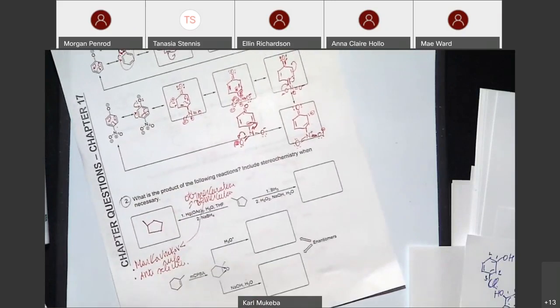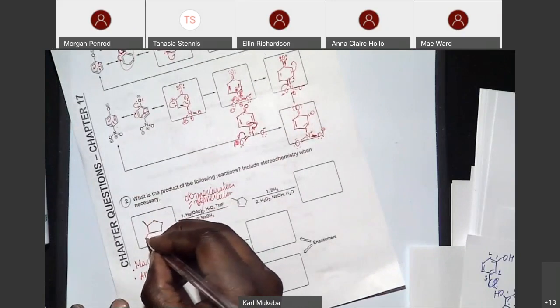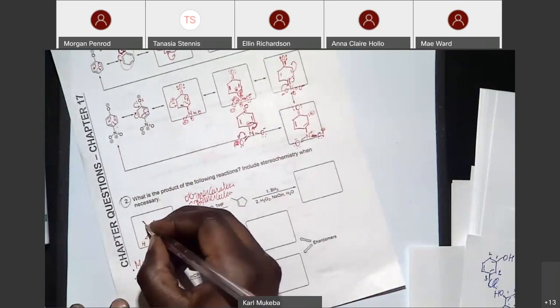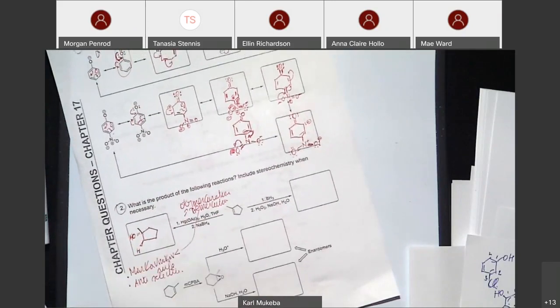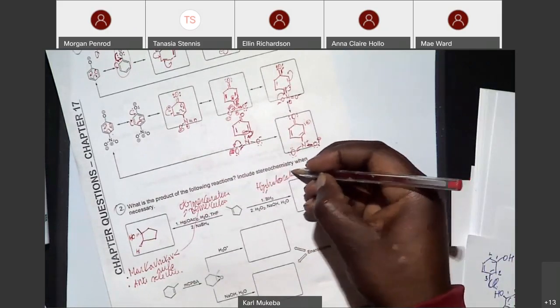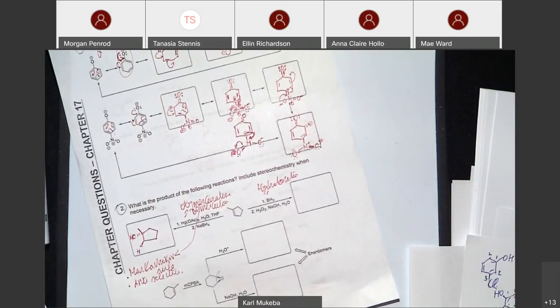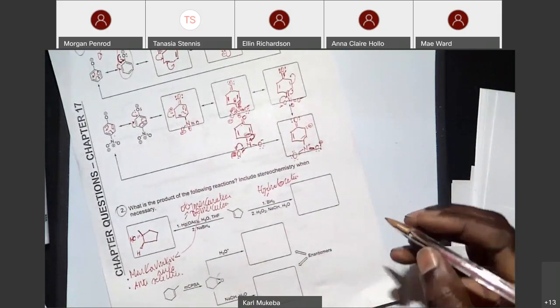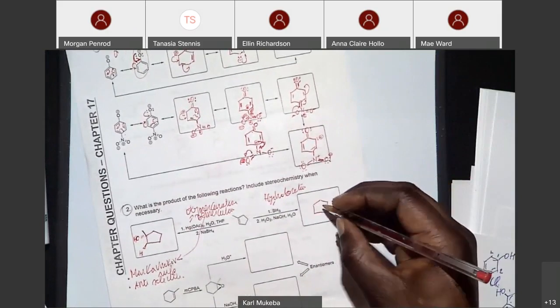So if you have those in mind, you can easily draw your product because you know it goes through anti-selectivity. So the product will be oxygen and OH here. But hydroboration is a different way. It gives you anti-Markovnikov and is syn-selective. So your product will be something like this.